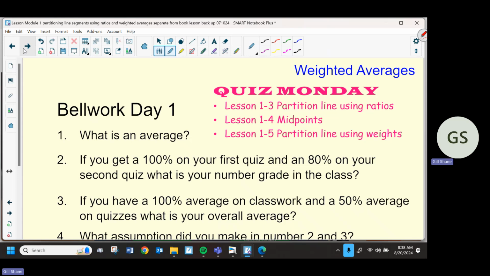Yeah, it's pretty flexible. When we do quizzes, I want everything off your desk. Way more flexible today, we're in a hurry, but it should be a calculator, a pencil, and my quiz.